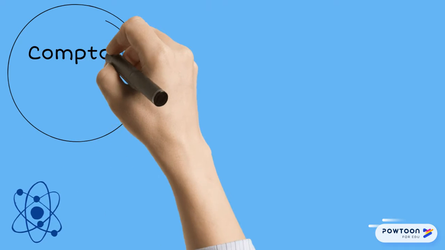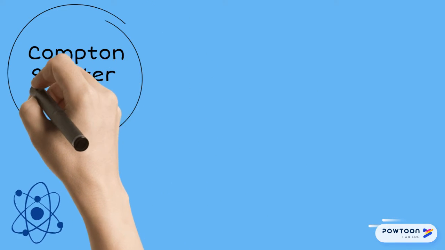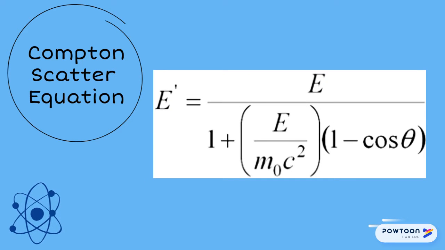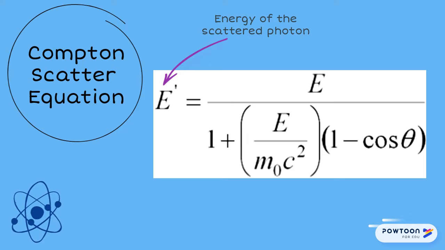Now let's talk about how we can determine the energy of the deflected photon in a Compton scatter interaction by using this equation. I realize this equation can look a bit scary, so let's break it down. This capital E is the energy of the scattered photon. It is the value we are trying to find.